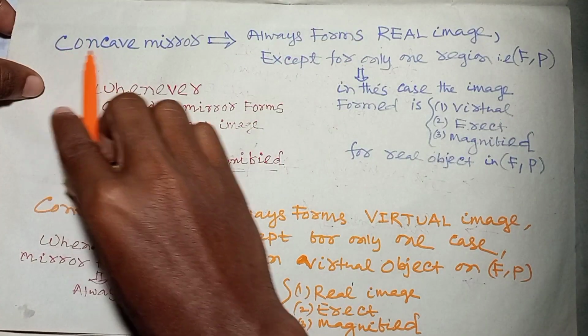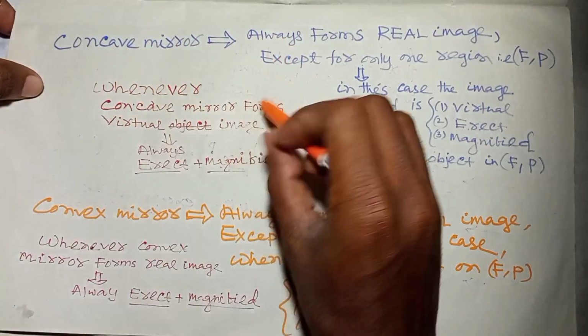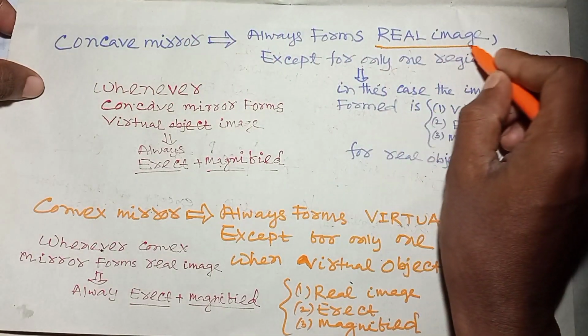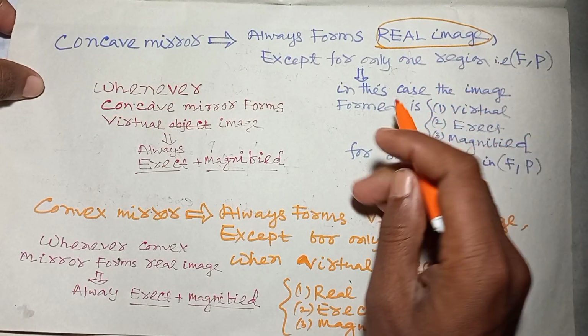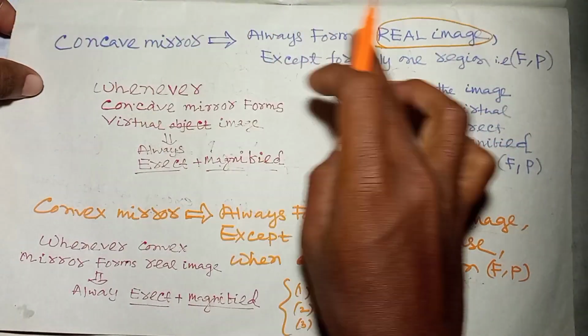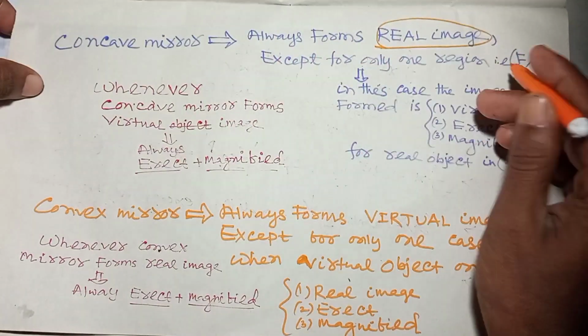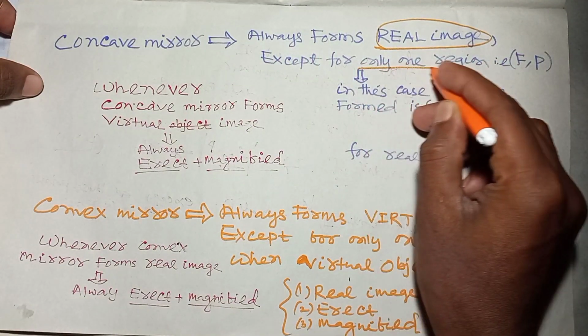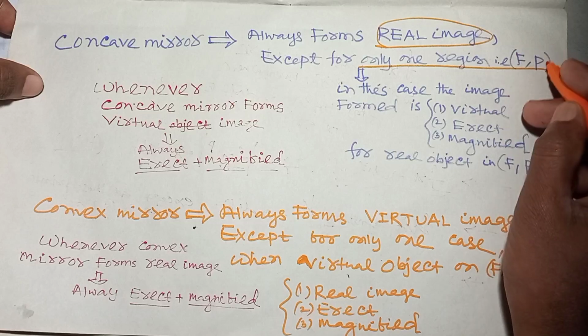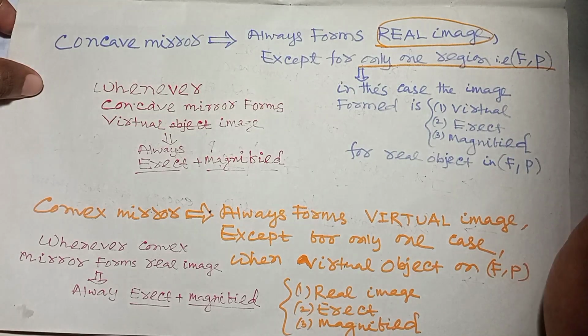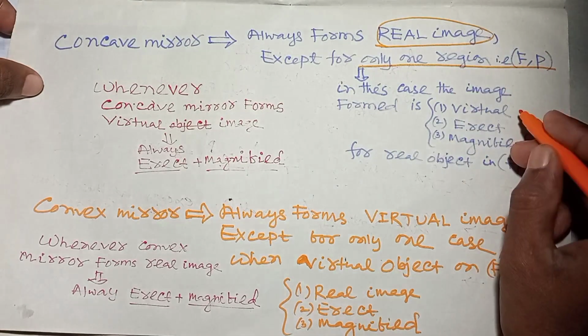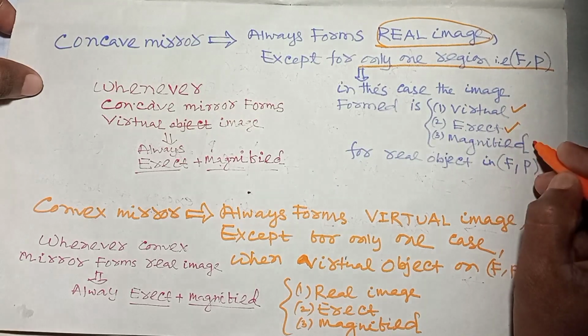A concave mirror always forms a real image. This you should keep in your mind. A concave mirror always forms a real image, except for only one region, that is between the focus and the pole. In this case the image formed is virtual, erect and magnified.